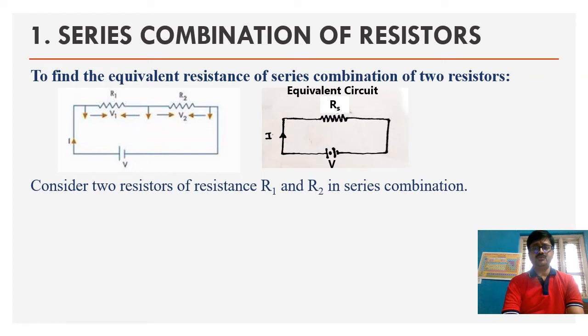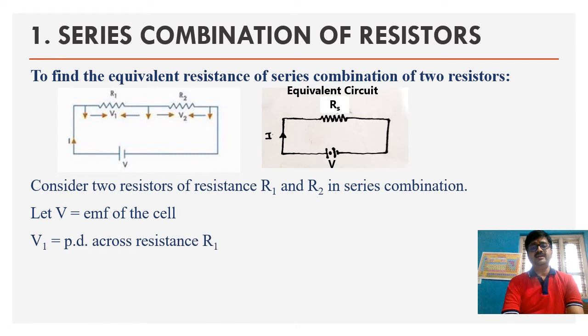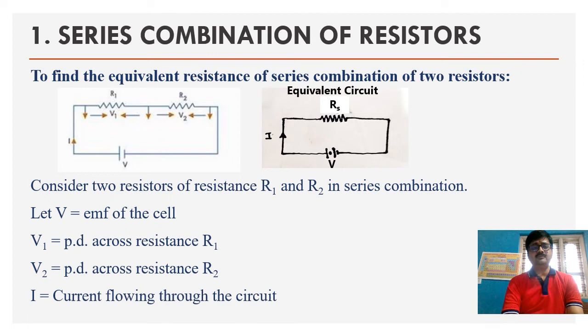Okay, you can also say as shown in the diagram, and then we will assume some of the things. Let capital V be equal to the EMF of the cell, then V1 is equal to the PD across resistance R1. PD means potential difference. Then V2 is equal to the PD across resistance R2. Then capital I we are taking to be the current flowing through the circuit. So these are the first steps of assumptions that you have to keep. I hope it is clear.